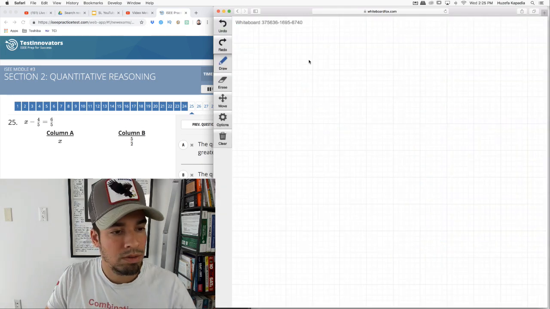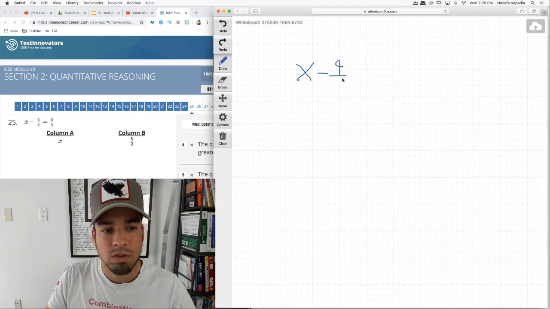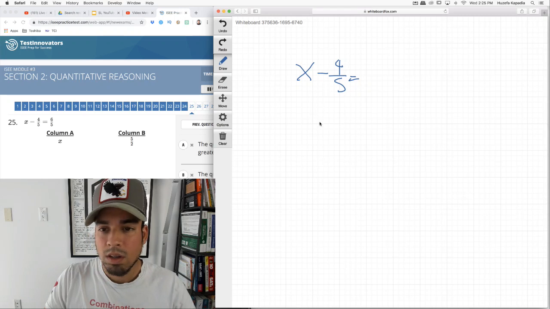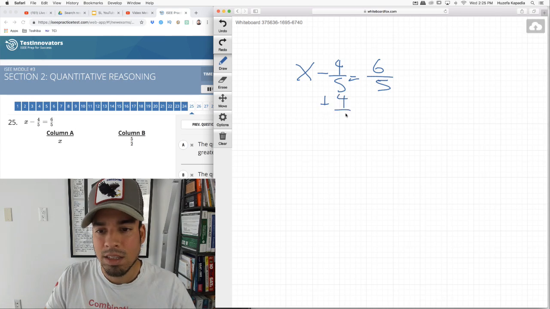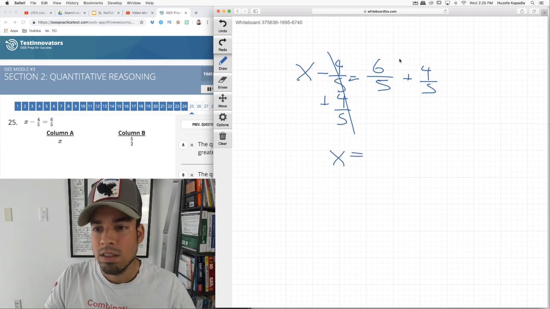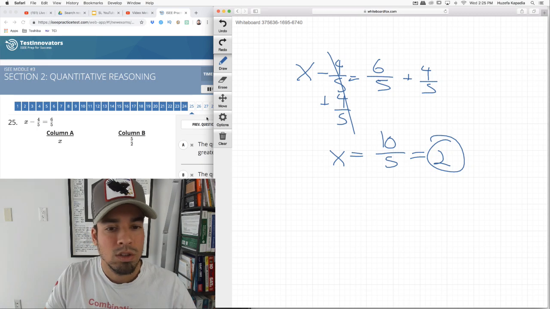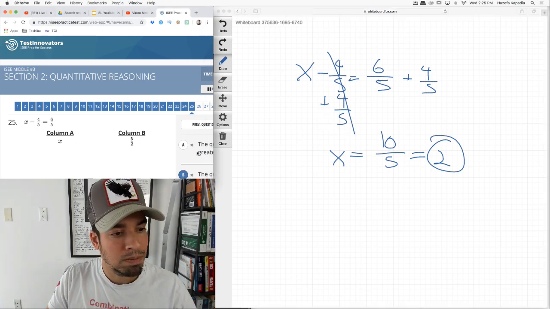All right, we got to solve for x. X minus 4 over 5 equals 6 over 5. I'm going to show you a little trick so you don't have to do... Actually, no. This one's fine. We're going to isolate. We're going to add 4/5 to both sides. That cancels out a negative and a positive. 6 plus 4 is 10 over 5, which reduces to 2. So what's bigger, 2 or 5 over 2? This is 2.5, so B is bigger.